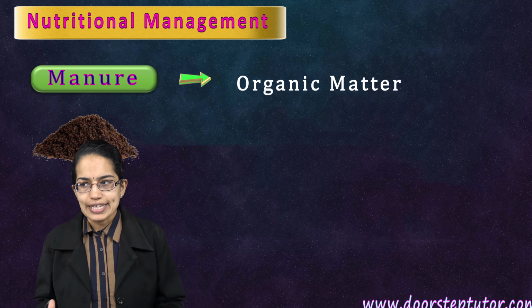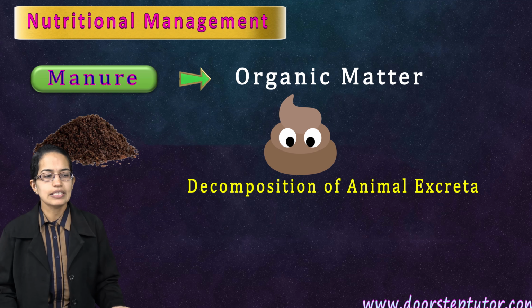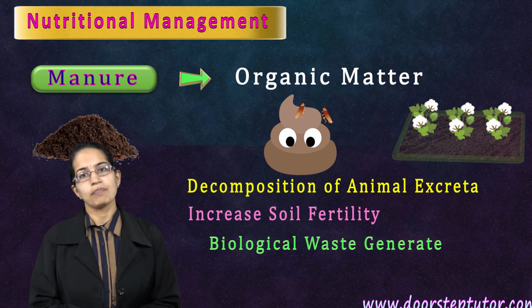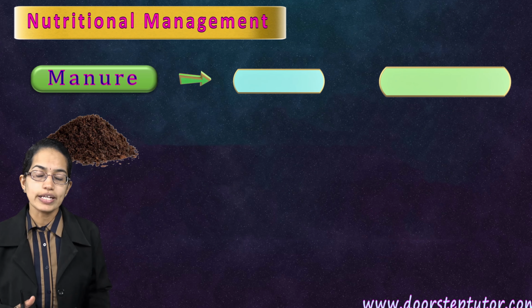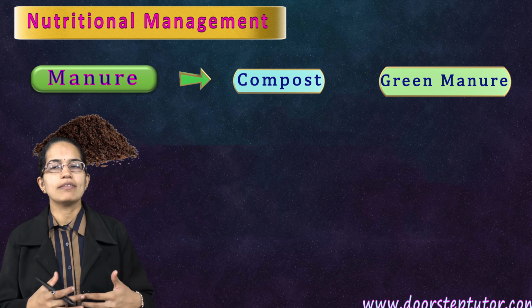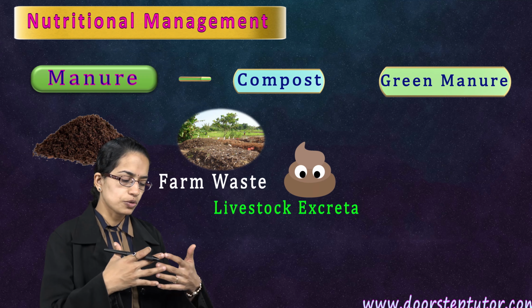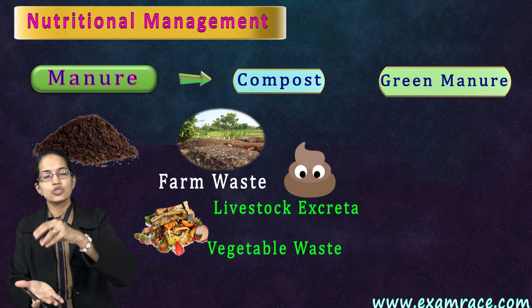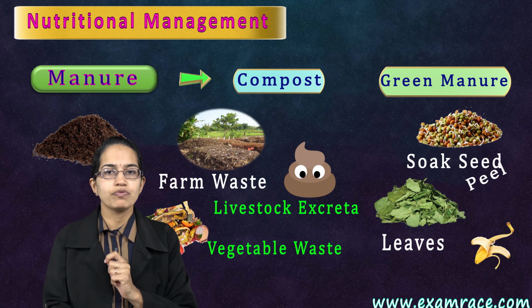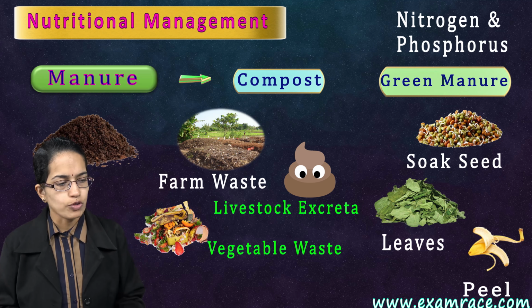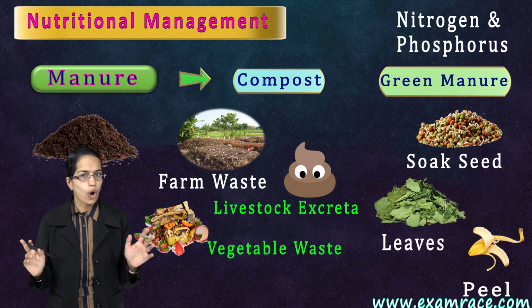So manure is organic. It is from the decomposition of animal excreta, and it increases the soil fertility. You have biological waste that is generated. So this manure is of two kinds that we talk about. First is the compost and the second is the green manure. Compost can be from the farm, from the livestock excreta, it could be from the vegetable waste that is put up. And green manure is you soak the seeds, the leaves, the peels of the fruits and the vegetables, and this soaked material enriches the soil with nitrogen and phosphorus compounds, and this is good for a long term. As we said, fertilizers are synthetic.